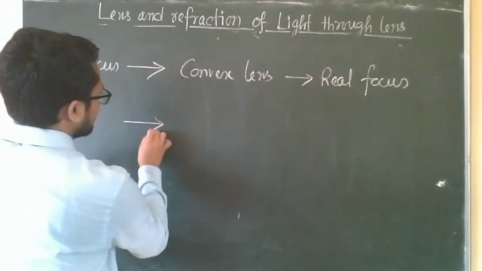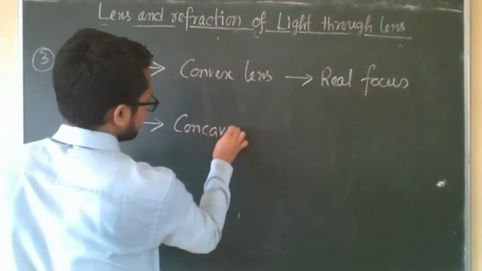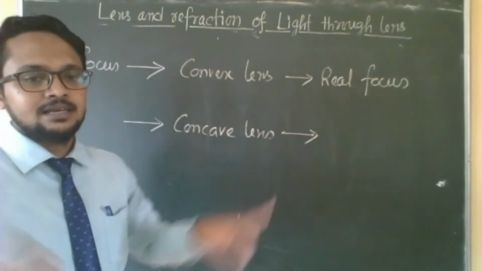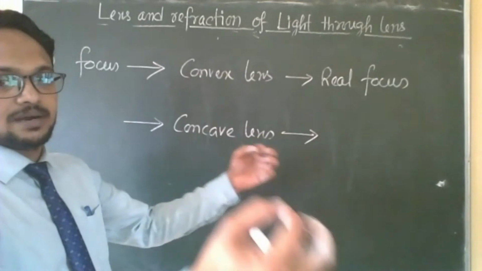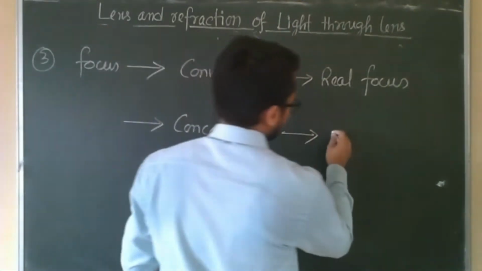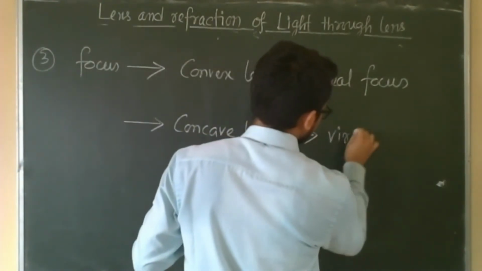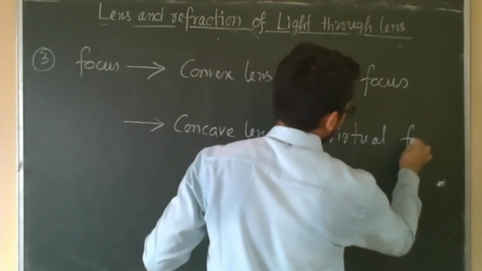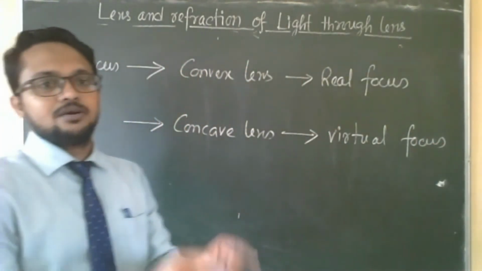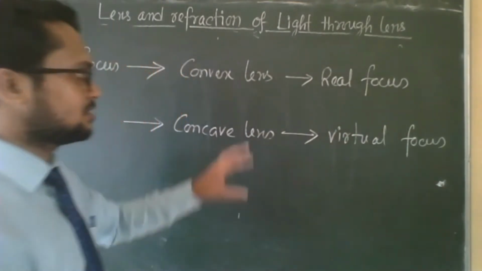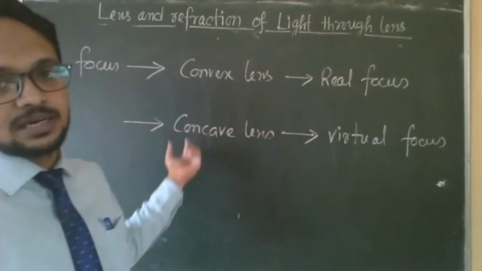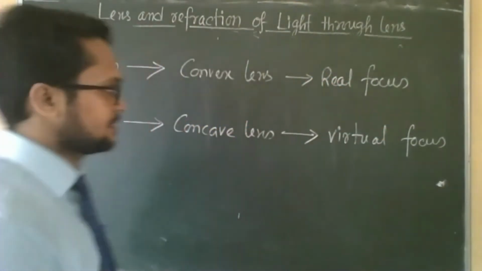But for concave lens they were not meeting, they were diverging, right? In the image we had seen, they were diverging, means they will not meet, but if we extrapolate them in the backward direction, then they were meeting. For that reason it is called virtual focus. Virtual means when light does not meet physically, when you extrapolate them, then they will meet. So focus for convex lens is real focus. Focus for concave lens is virtual focus.